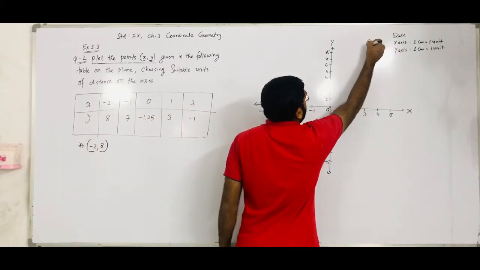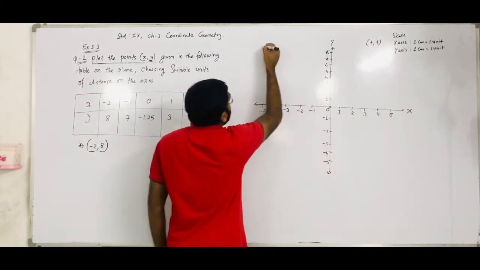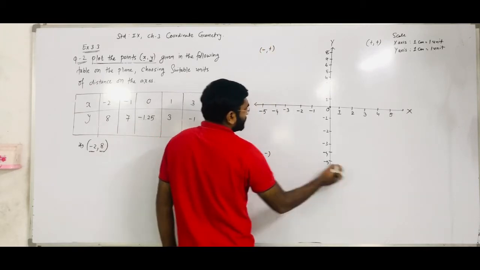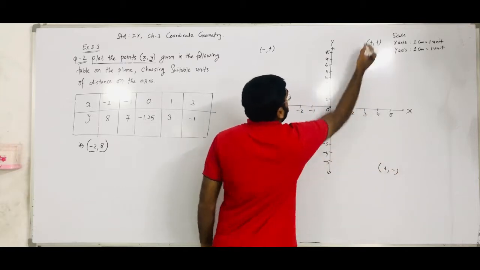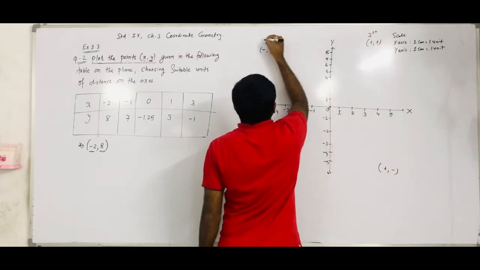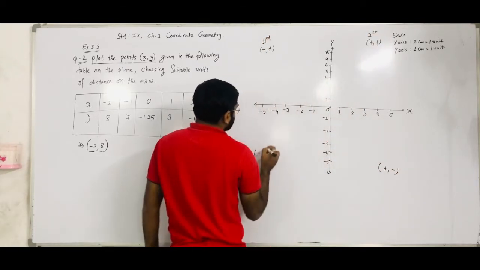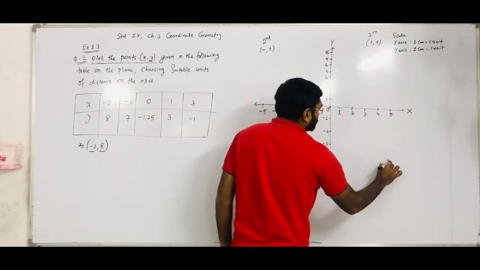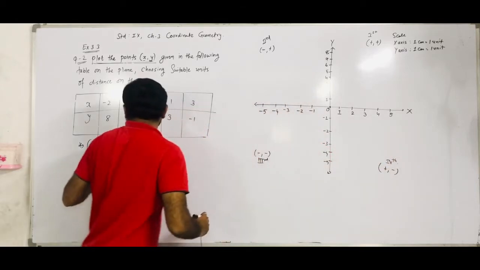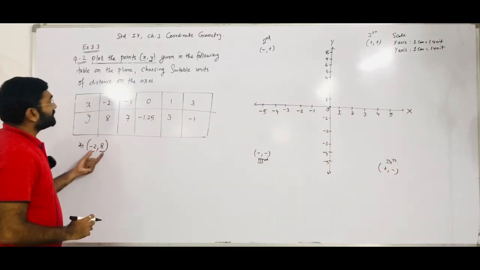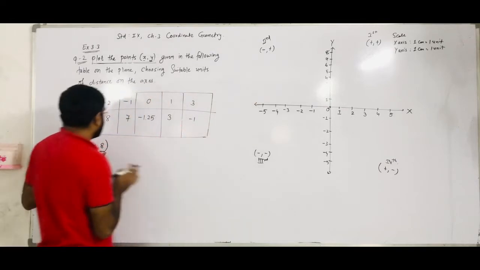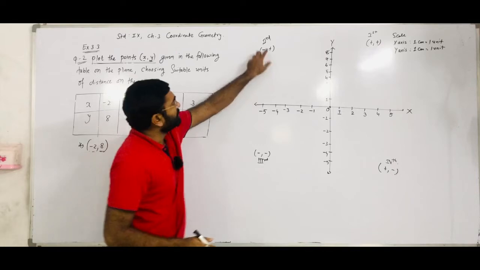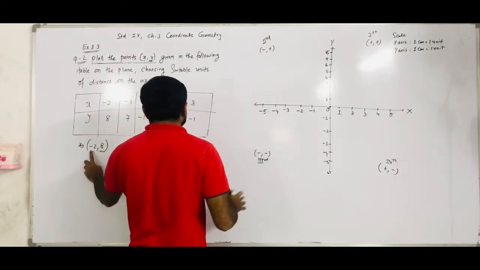Here I shortly represent: this is the first quadrant, this is the second quadrant, this is the third quadrant, and this is the fourth quadrant. So from the given point minus 2 and 8, we can say it lies in the second quadrant, because the x coordinate is minus and the y coordinate is plus. Which quadrant does it come in? The second quadrant.